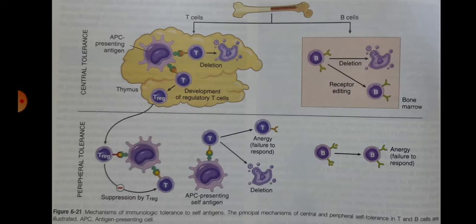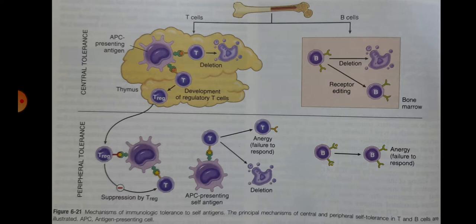This realization has led to the development of antibodies that block CTLA4 and PD1 for tumor immunotherapy by removing the brakes on the immune response. These antibodies promote responses against tumors.